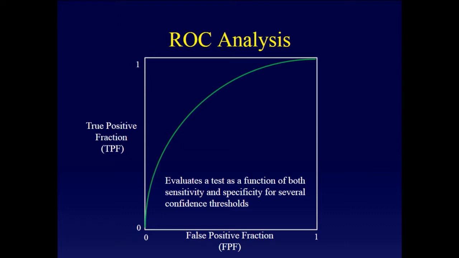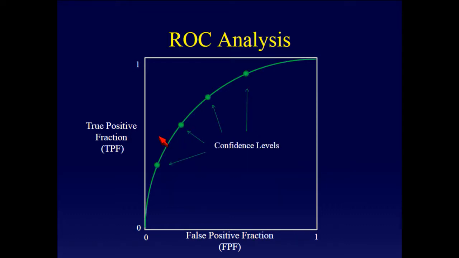And basically what we do here is we look at the true and false positive fractions, in which the sensitivity and specificity are basically functions of the true and false positive fractions. And we look at how they vary with the confidence. So basically we have a test or reader look at a set of images. Is there an abnormality present, yes or no? And how confident are you of that? And we plot those confidence levels versus their true and false positive fractions, and we get a curve.